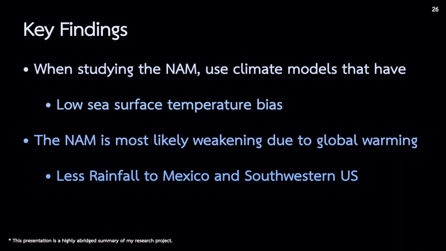To sum it up, if you want to study the monsoon system with climate models, you have to choose ones that have low sea surface temperature bias. And also, the North American monsoon is most likely weakening due to global warming, which might mean less rainfall to Mexico and the southern US.